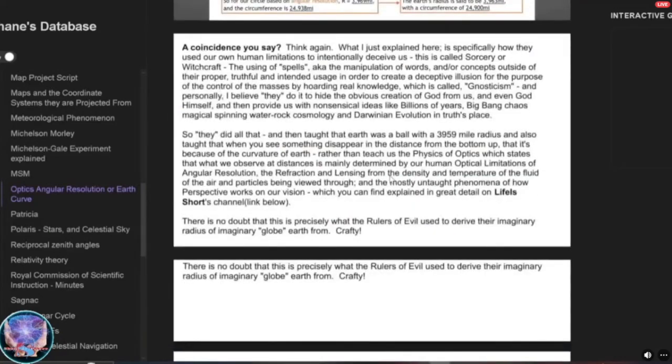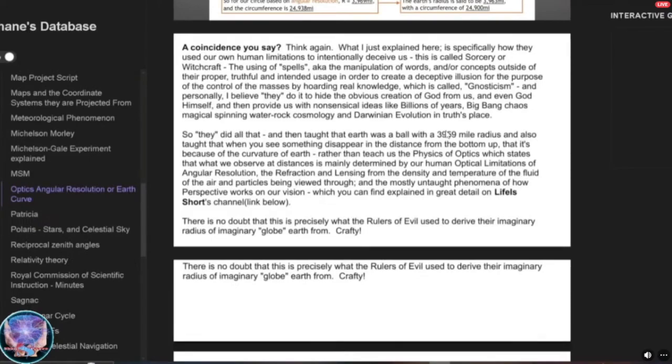But essentially, all they did was backwards derive the way optics works and then tell you that the Earth actually curves at that rate physically all around you. Again, think about if you have a viewing radius of 3959 around you, all they've done is told you, okay, as far as you can see, it's flat.